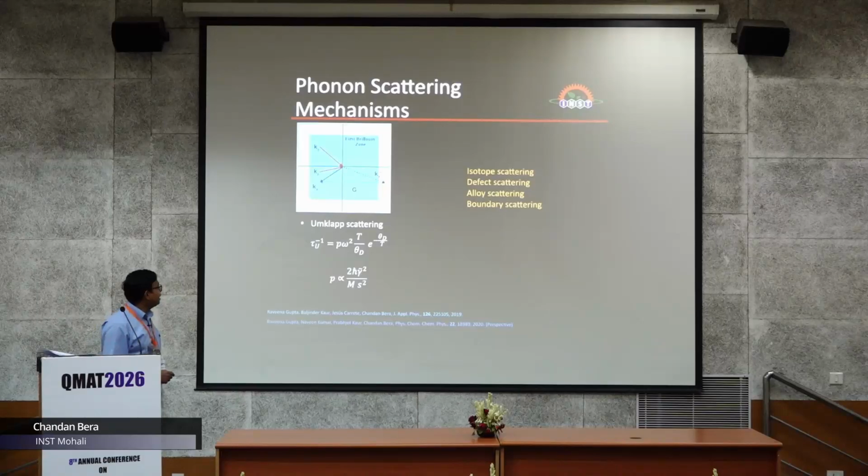And for the phonon scattering, in our calculation we mainly used Umklapp scattering. The Umklapp scattering part we modeled using this formula, where P is related to the Grüneisen coefficient of the material, and the Grüneisen coefficient we calculated using quasi-harmonic approximations. For this 2D material we only used Umklapp scattering, but for other materials we can also include isotope scattering, defect scattering, or boundary scattering for nanostructured materials.